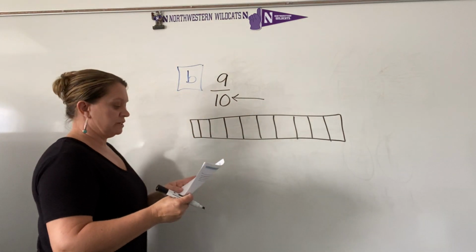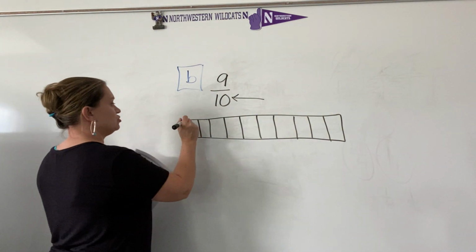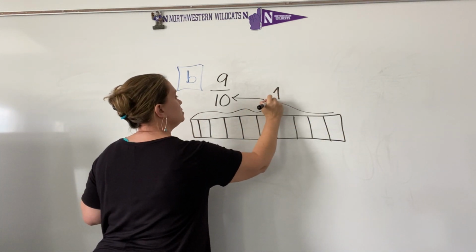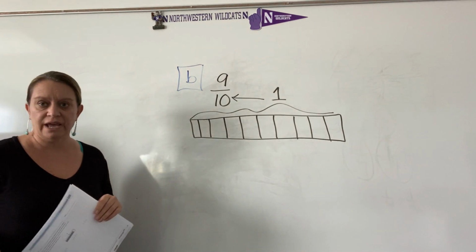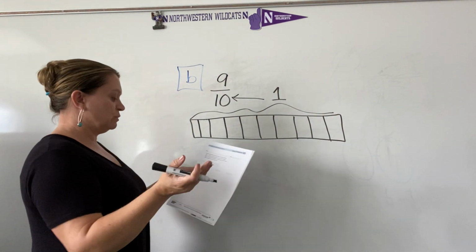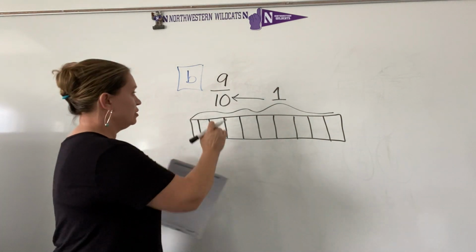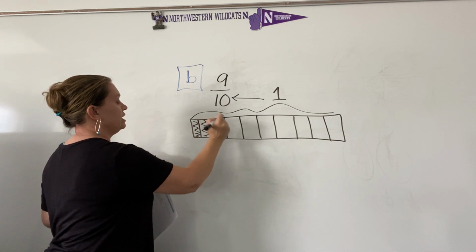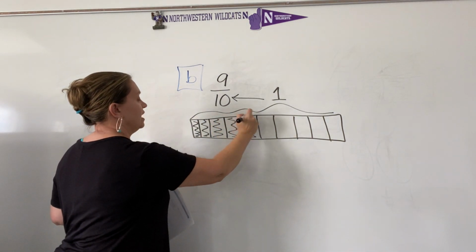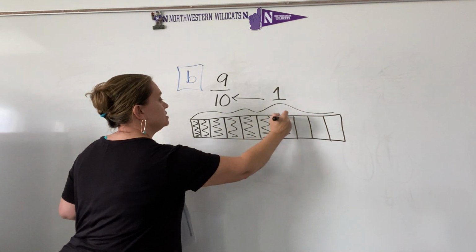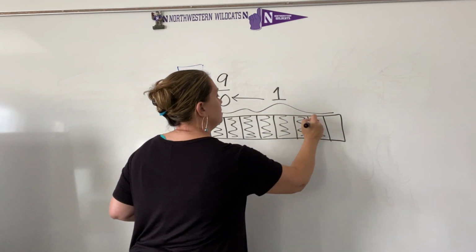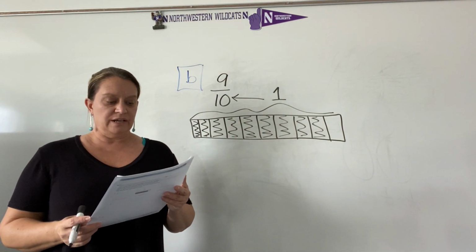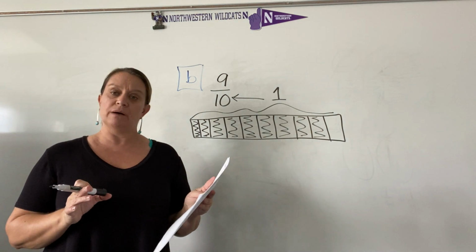And then what you're going to do, just as you did here, if this is your one whole, this represents 1, which would be 10/10. And how many would you shade in from the tape diagram? You're going to shade in 9 out of 10. So 1, 2, 3, 4, 5, 6, 7, 8, 9. I have 9/10 shaded. Then it says, record the decomposition as a sum of unit fractions.